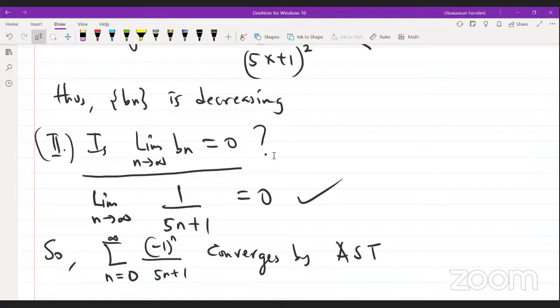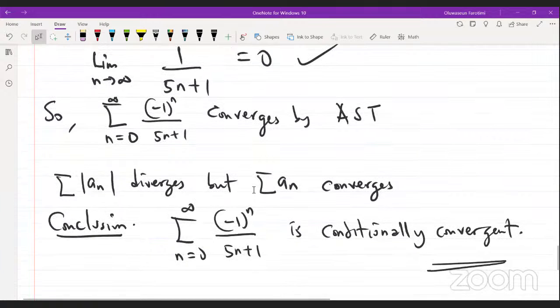Okay. But we need a bigger conclusion. That takes us back to what we're studying. Since the series of absolute values diverges here, but this series converges, that means that the original series is not just convergent, but conditionally convergent. Okay, I hope this makes sense, guys.